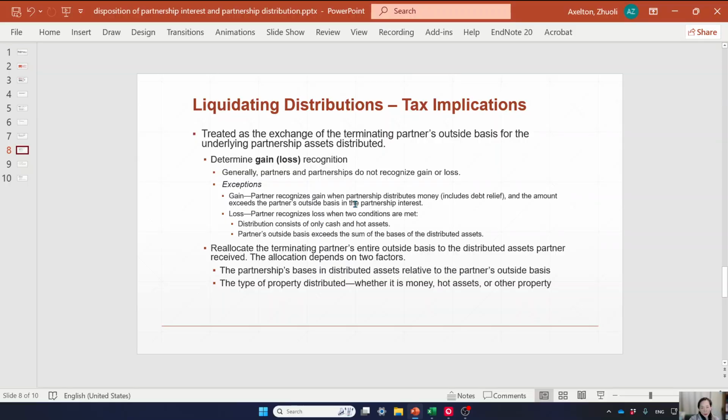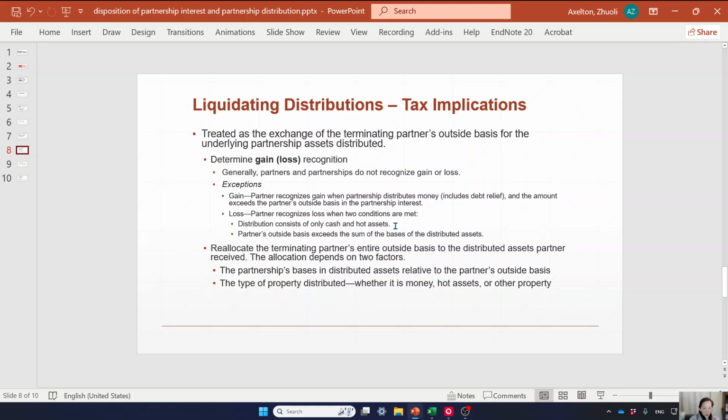For the liquidation distribution, there is a lot more going on here, depending on whether the partner's outside basis is more or less than the partnership's inside basis. The treatment is slightly different, but generally speaking, the partner and partnership do not recognize gain or loss. And there are several exceptions. The partner recognizes a gain when the partnership distributes money only, and the amount exceeds the partner's outside basis in the partnership interest, and a loss will be recognized when two conditions are met.